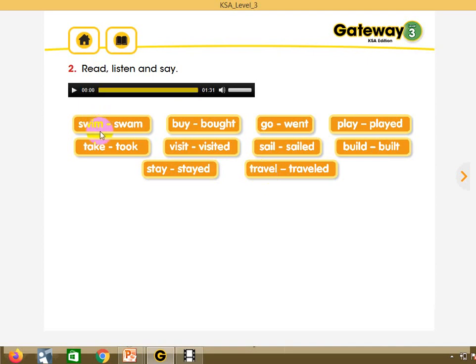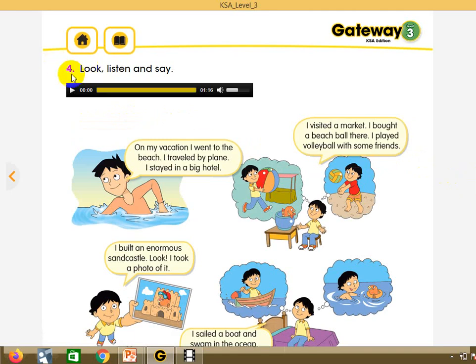Okay, very good. Please keep repeating them. You can make a table with columns and 10 rows. You write the present and the past: swim, present, swam, past; buy, present, like this. And exercise 4: look, listen, and say. Omar is going to tell us about his last vacation last year. Please follow while listening.